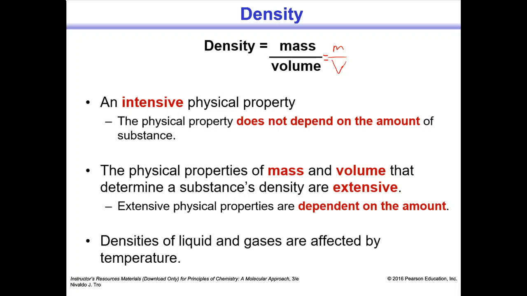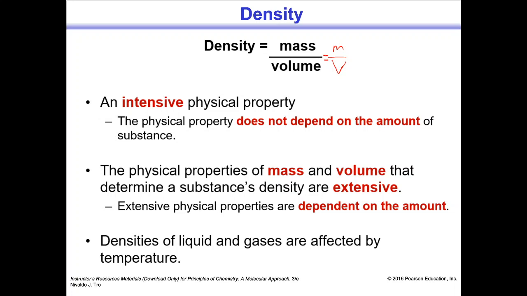Densities of liquids and gases are affected by temperature, just because of how much separation we have in the molecules. How much energy we put in based on that temperature determines how expanded the gas is, and how expanded the liquid is. A liquid will change less than a gas, but it will be affected slightly. Mainly the volume is what's affected. So just remember that density can be affected by temperature.